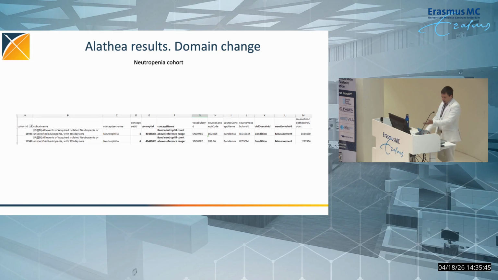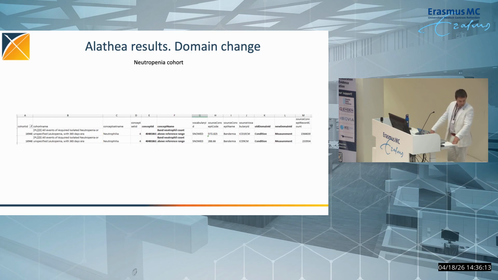And then domain change, well, again, you get the cohort ID and concept set name, so you know where to look, and then the concept ID that had changed from condition to measurement in this case. So if you see that, you need to add another table or look at that. Maybe this table is already there, but you need to review the domains. All right. Questions?